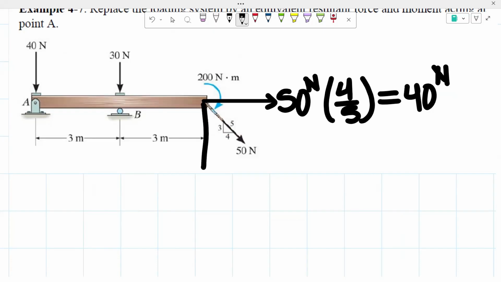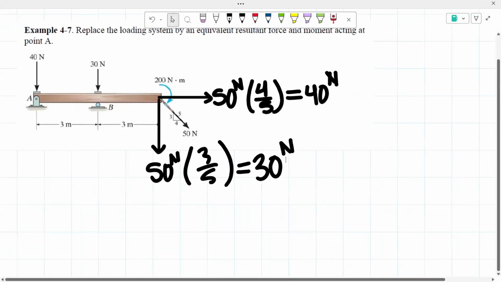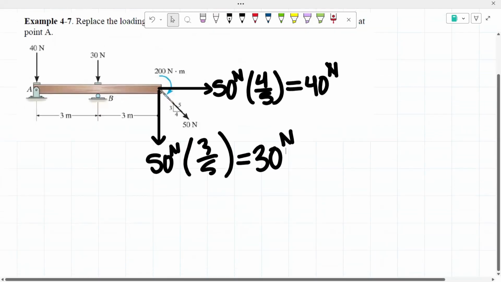Now to find the vertical component or force of that 50 newtons, we're going to multiply 50 newtons by 3/5, giving us 30 newtons. Now that we found the horizontal and vertical force of that force of 50 newtons, we can now proceed to finding the resultant moment, the equivalent resultant moment.